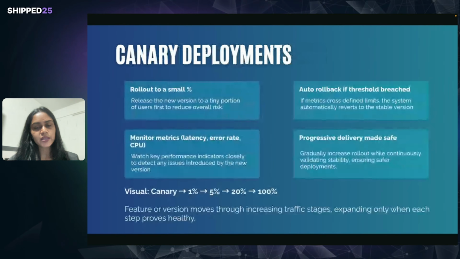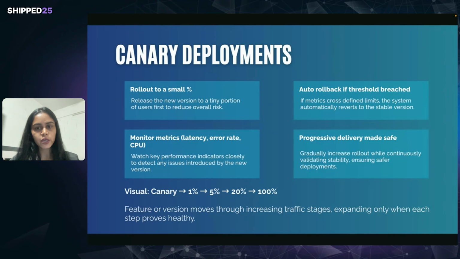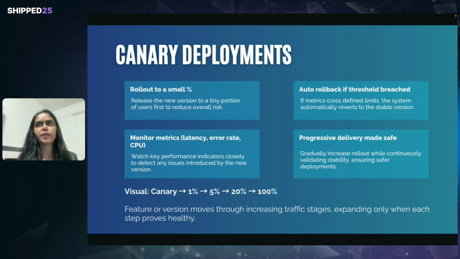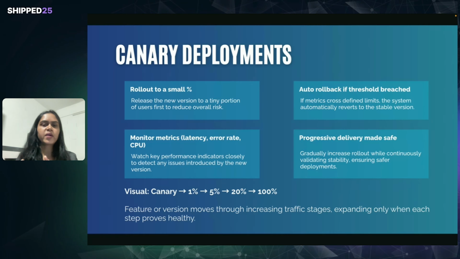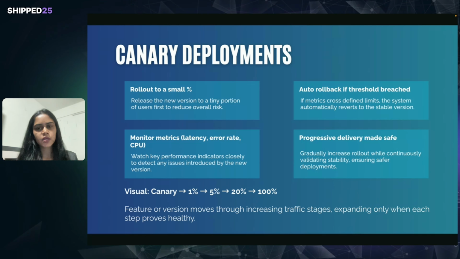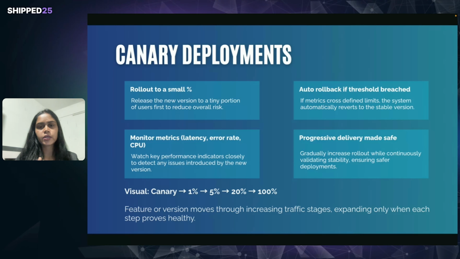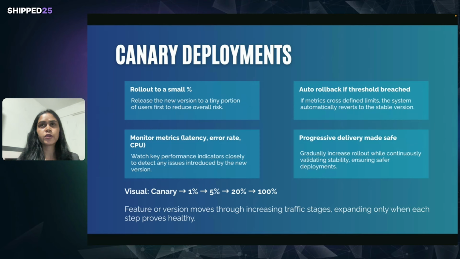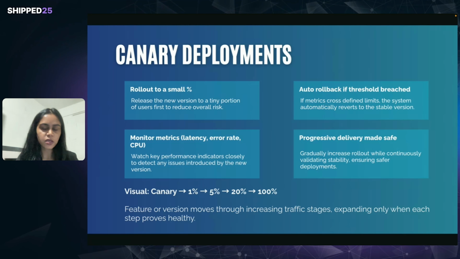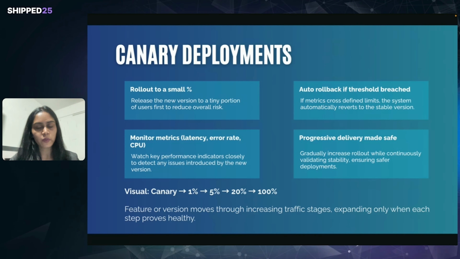So instead of releasing a new version to 100% of the customers or users, you can start with a very tiny percentage. Maybe it can be 1%, or 5%, or 10%. Based on how exactly you want to test, or how your metrics are looking, you can increase the number of customers. That is how canary deployments work.